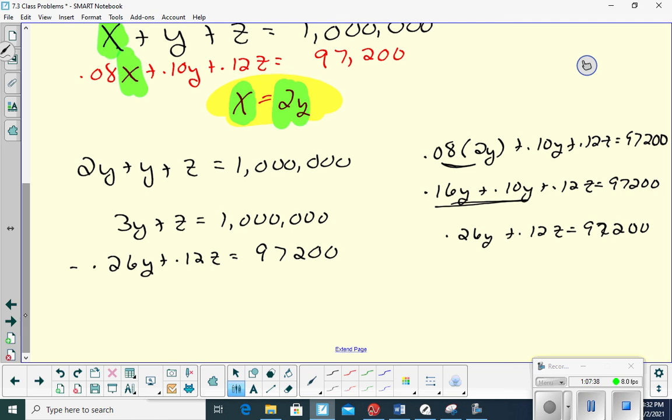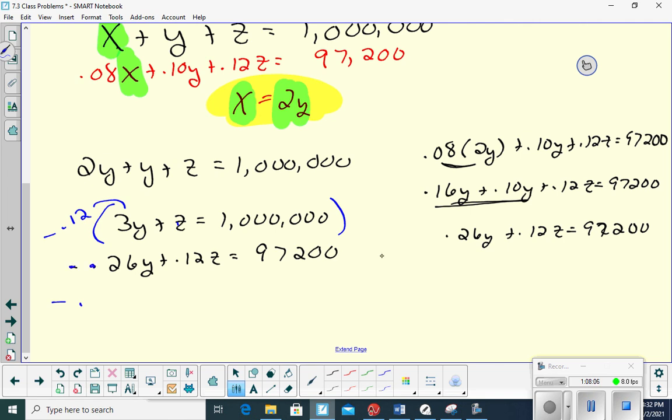And then I think what I decided to do is elimination. I thought, well, I could try and eliminate the y's, but why when I can eliminate the z's? If I multiply the z's by a negative 0.12, then these two would be opposite and they would go away. So that's what I'm going to do.